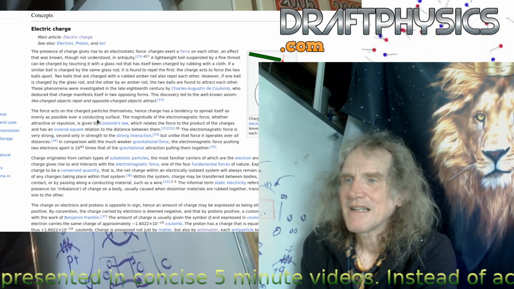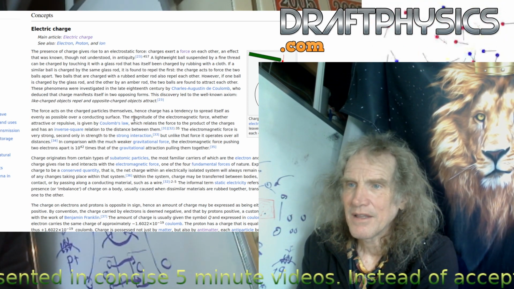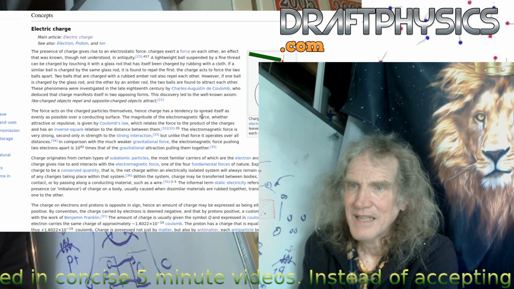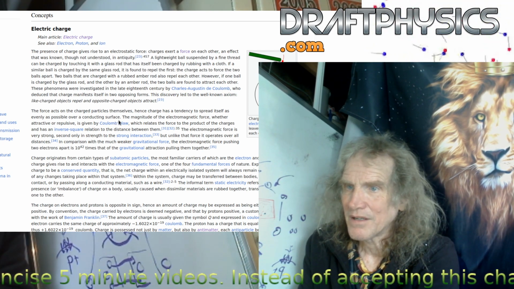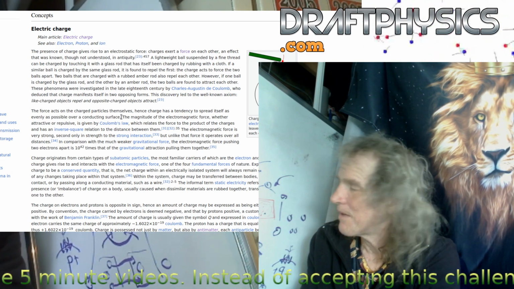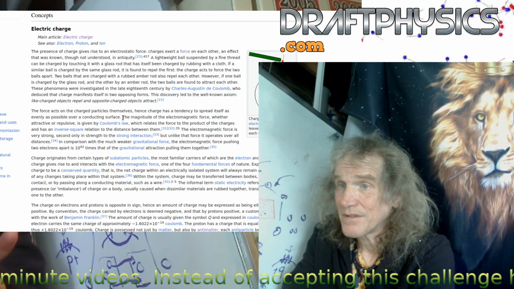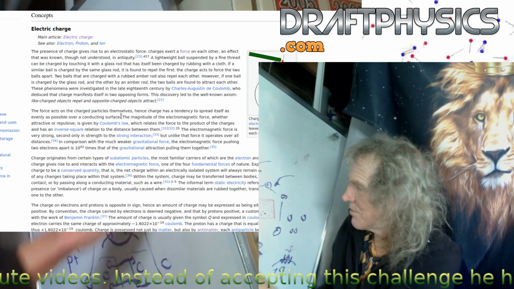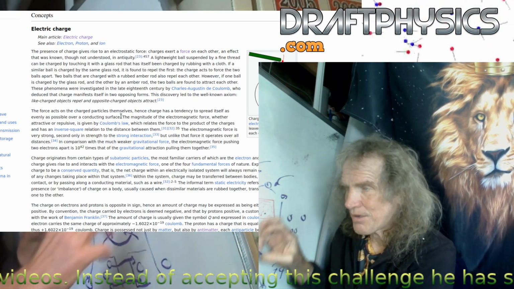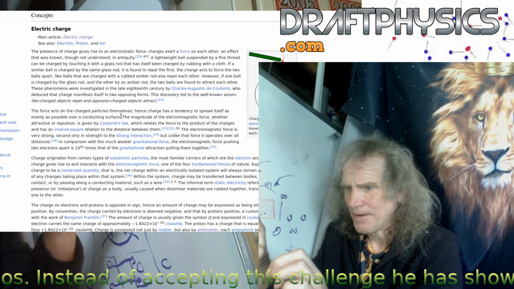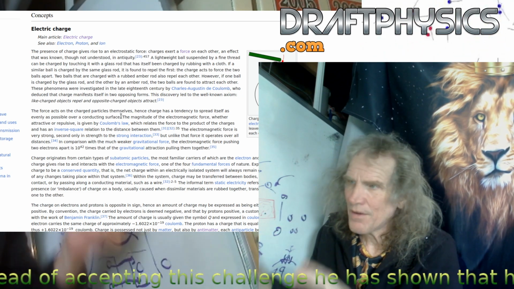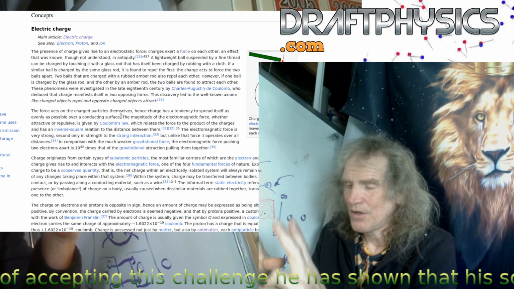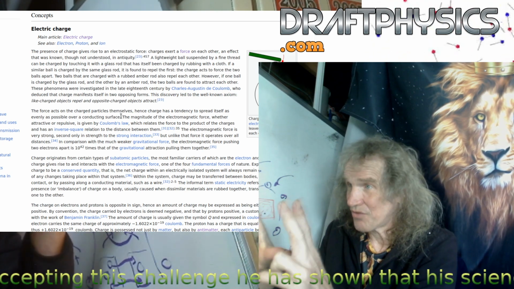The force acts on the charged particles themselves. Hence, charge has a tendency to spread itself as evenly as possible over a conducting surface. So we're just talking about a conducting surface, a surface where the electrons are feeling each other's pressure. Every electron you add, all the other electrons feel the weight of it. Versus something like glass, where there's a rigid structure.